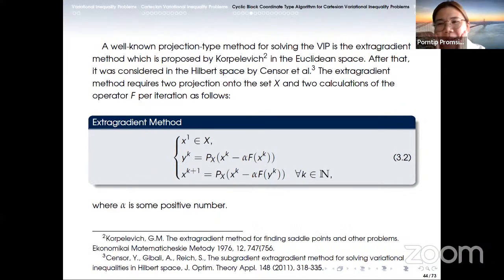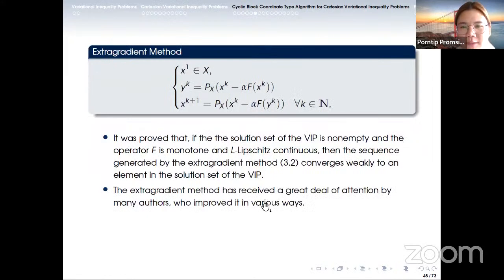So next, now it's the extragradient method. It was proved that if the solution set of the VIP is not empty, and the operator F is monotone and Lipschitz continuous, then the sequence generated by the extragradient method converges weakly to an element in the solution set of the VIP.